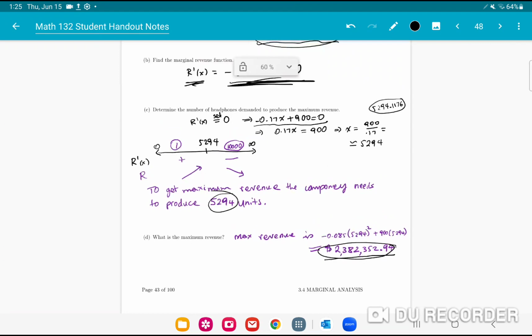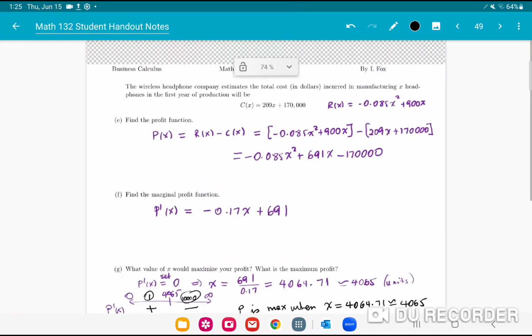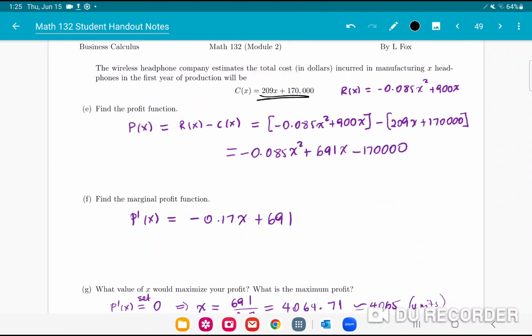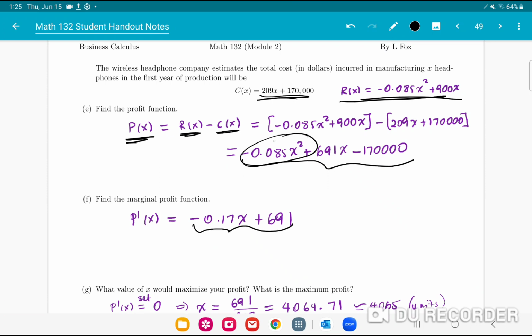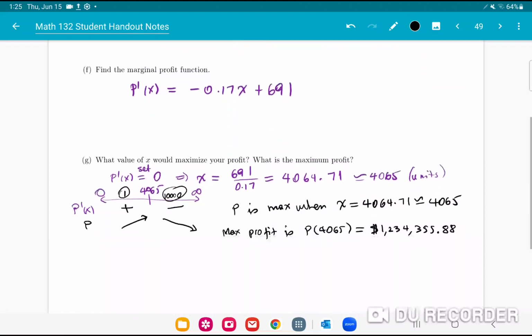Now from this question follows the next page. I have the cost function given. Remember, revenue is this, so we want to find the profit, which is the difference between the revenue minus the cost, and it came out to be this function. Now the marginal profit is the derivative of that function, so it is negative 2 times 0.085x plus 691. The derivative of 170,000 is 0.